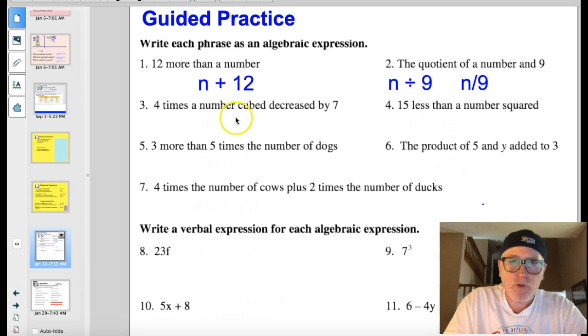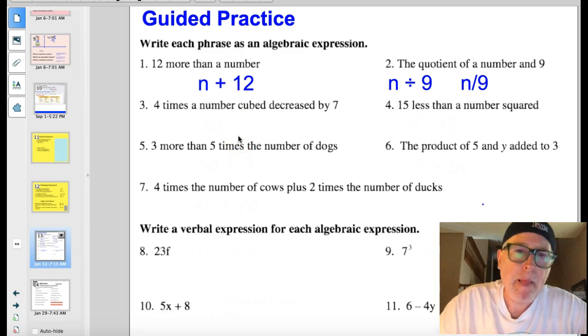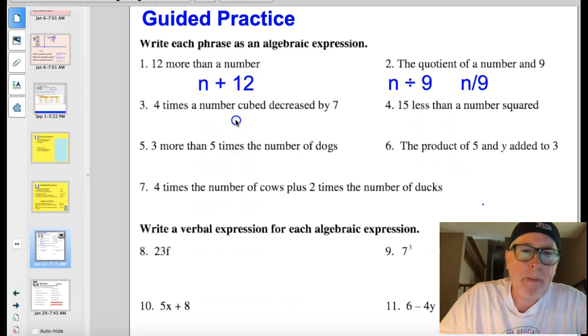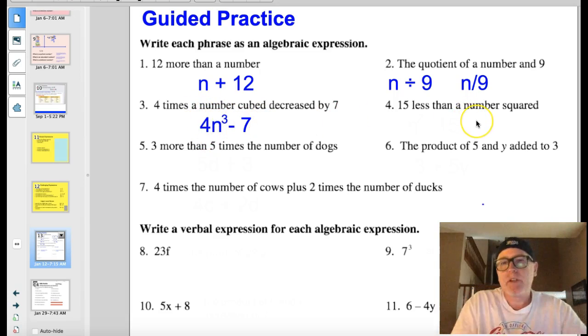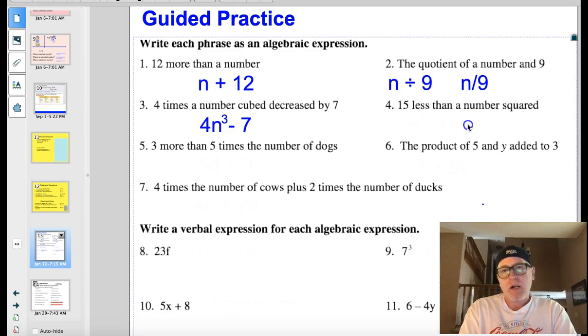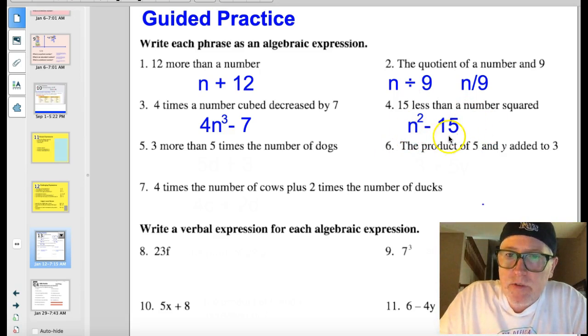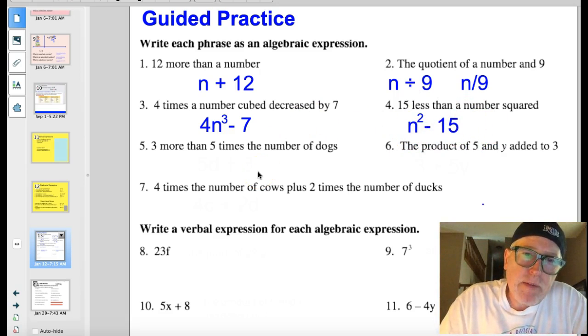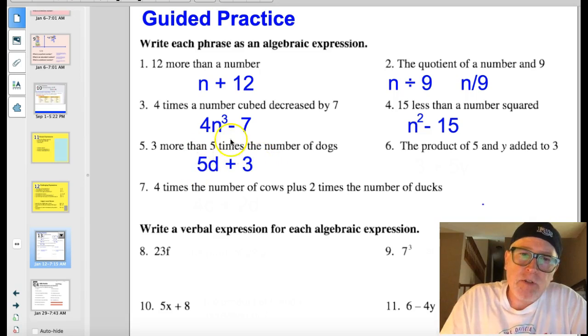4 times the number cubed decreased by 7. Well, here's 4 times the number cubed and decreased by 7. 15 less than a number squared. So here's a number squared. There's 15 less. 3 more than 5 times the number of dogs. Here's your 5 times the number of dogs, and it's 3 more.